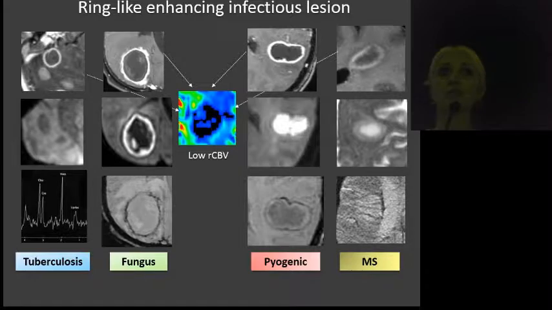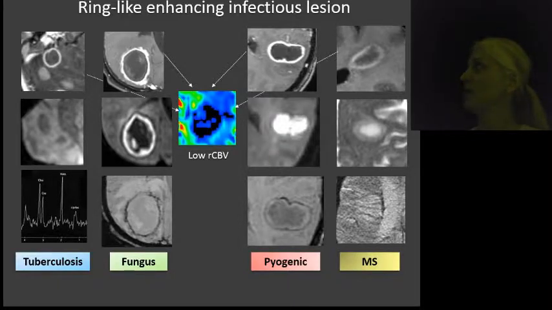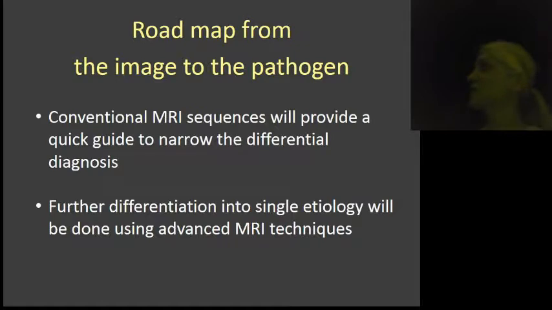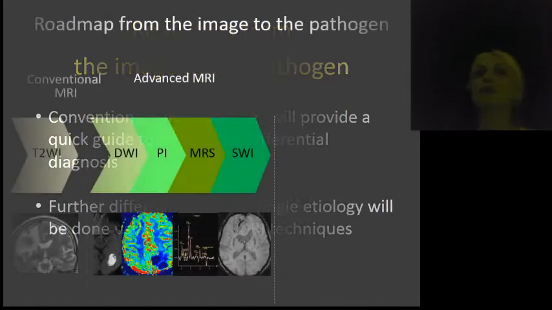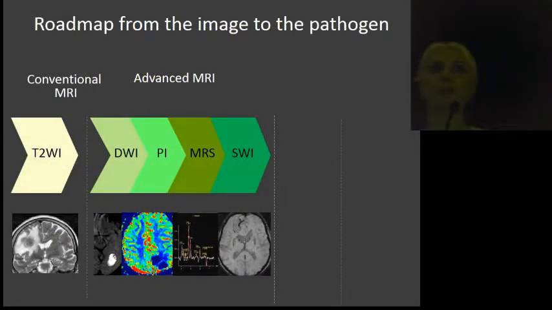So with perfusion, you excluded tumors immediately, and then you go one by one, looking at the sequences to get to the correct diagnosis. Basically, conventional sequences provide a quick guide, you know where you are, and then for further differentiation, you use advanced techniques. Okay, so this is my roadmap. You need a roadmap. You remember at the beginning I said you need a thinking cascade, one by one.